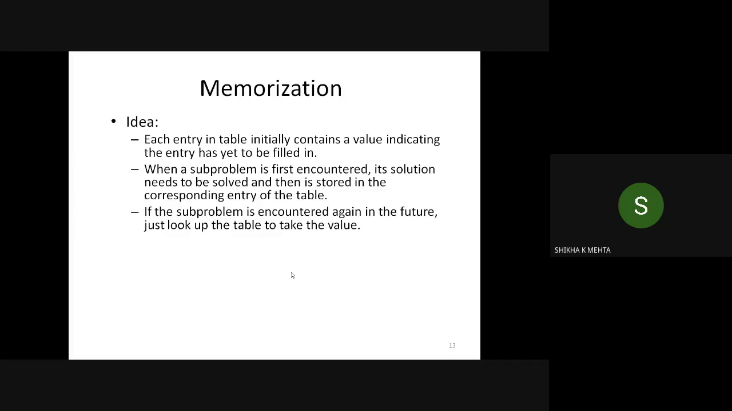As I've told you, there is an idea of memoization that is retained in the form of a table that keeps an entry of all the values that have already been computed. When a subproblem is first encountered, its solution is computed and then stored in the corresponding entry of the table, as in the Fibonacci example, where we see repeated computations of Fibonacci numbers 3, 2, 1, 4. Whenever we first come across any of these numbers in any of the branches, it is solved there first, and its value is stored in the corresponding table entry. If the same subproblem is encountered again in the future, we just look at the table and take that value. This idea is called memoization.